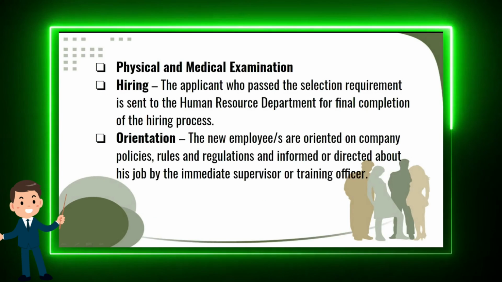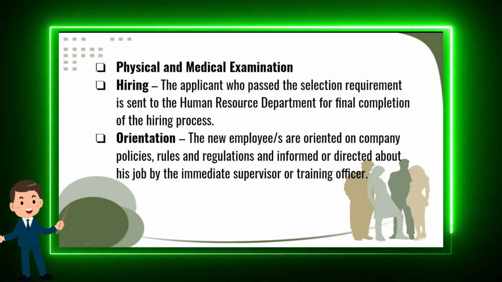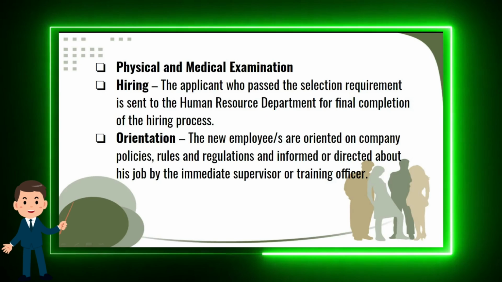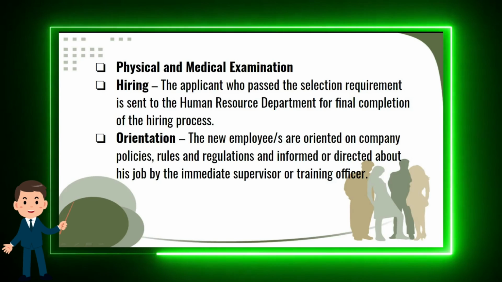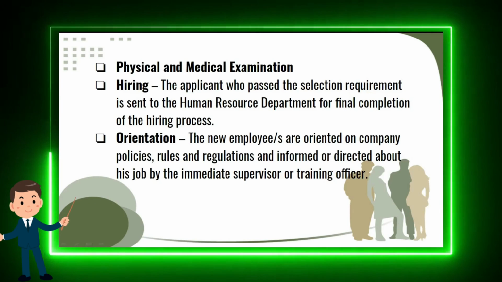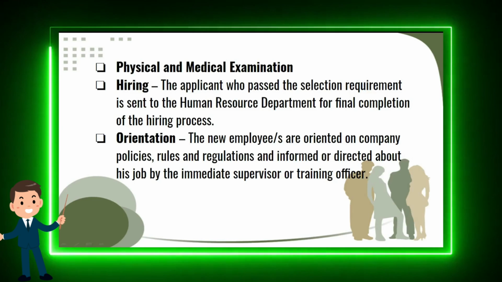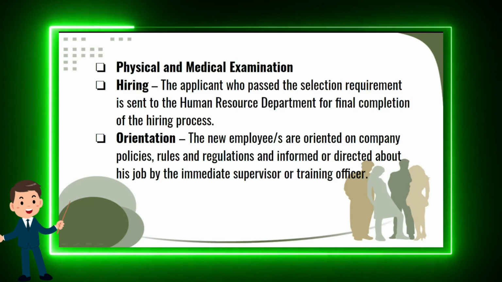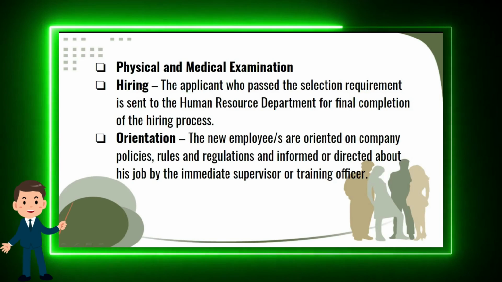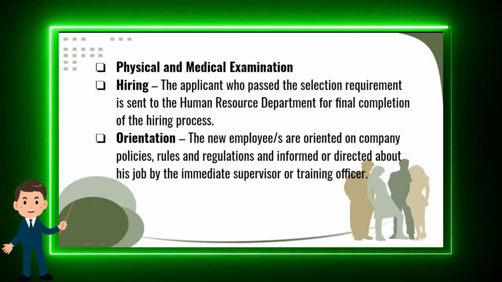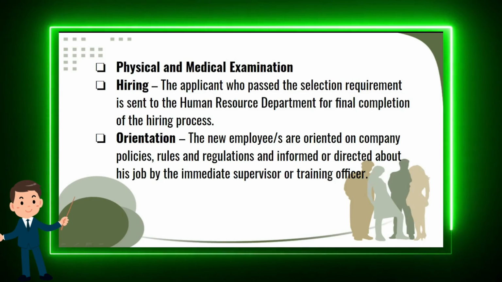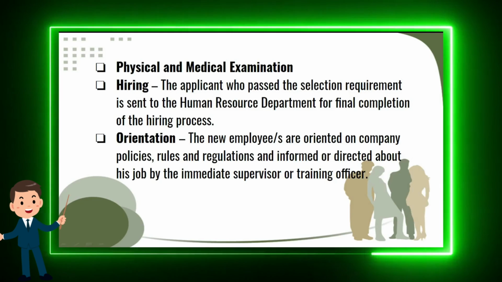Next is the physical and medical examination. That's very important also. Then the next one is hiring. Under hiring, the applicants who pass the selection requirements are sent to the human resource department for final completion of the hiring process. Then the last one is the orientation. Under orientation, the new employees are oriented on company policies, rules and regulations, and informed about their job by the immediate supervisor or training officer.